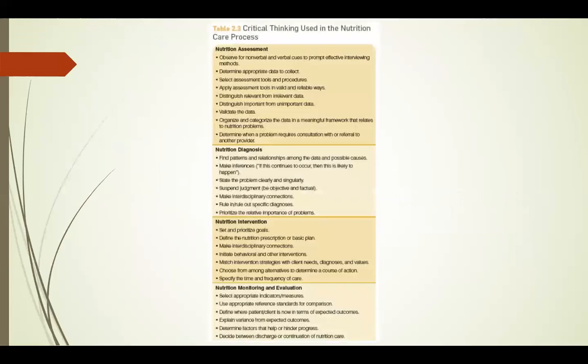This is a chart explaining or giving examples of the role of critical thinking for the 4 different steps of the nutrition care process. So for example, for nutrition assessment, you have to think critically to determine what data is appropriate to collect. For nutrition intervention, you have to use critical thinking to prioritize the goals. You might have a patient who has 4 problems, but which one is the most important? Which one is the most important to the client? And which one is the one that you as a nutrition professional can actually solve?